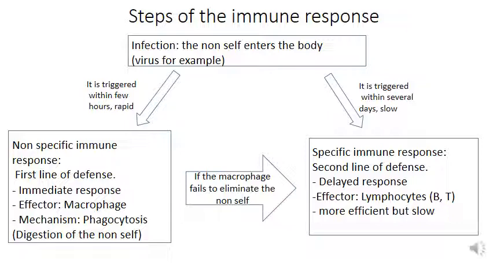Well, non-specific immune response because it doesn't depend on the identity of the intruder, which means that the macrophage can digest any kind of non-self, whether it's a virus or a bacterium. However, the specific immune response depends on the identity of intruders, which means that LB, for example, fight a specific type of non-self, while LT fight other kinds of non-self. So the immune response here depends really on who is the non-self.